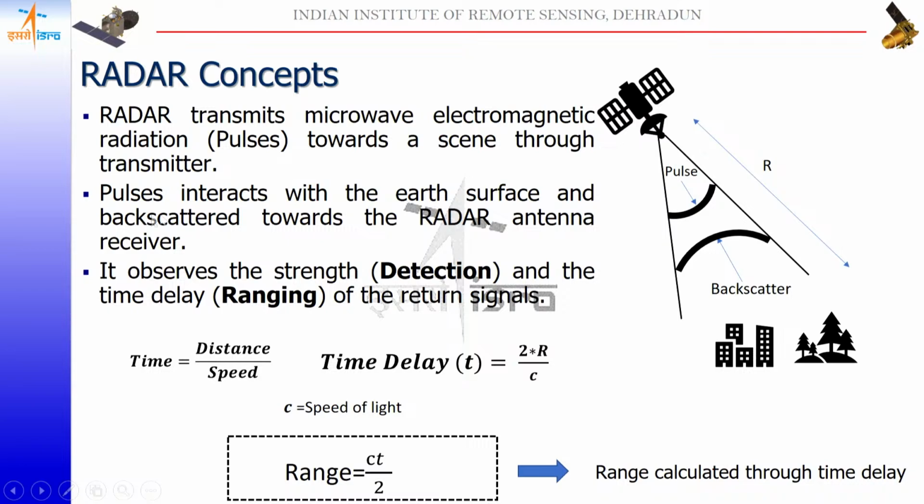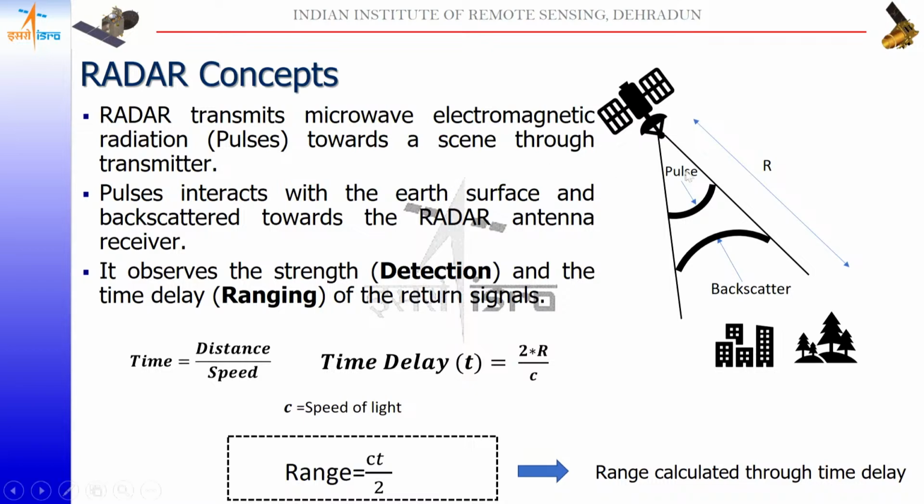Then these pulses interact with the earth surface and backscatter toward the radar antenna receiver, and this radar will actually observe the strength of the signal and this distance r. Okay, so in the radar it will detect two things. First is the detection and second is the range. So detection will come in the form of the backscatter energy in the images, and range comes as a mathematical number as metadata in the radar file.